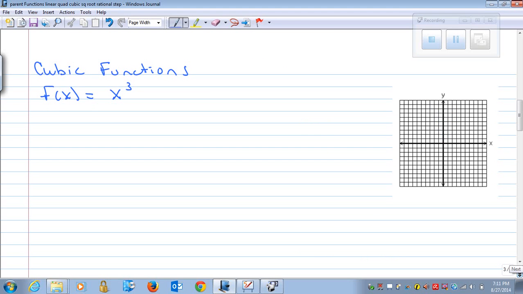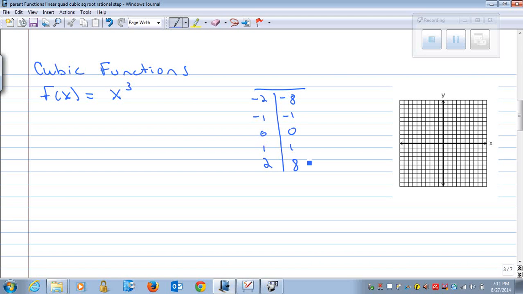For our cubic function, again, we're going to create a t-table. And we're still going to use the values of negative 2, negative 1, 0, 1, and 2. And when we cube negative 2, we're going to get a negative 8. When we cube negative 1, we're going to get a negative 1, a 0, a 1, and a positive 8.